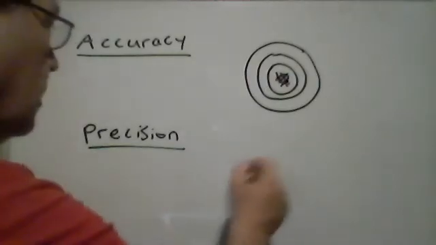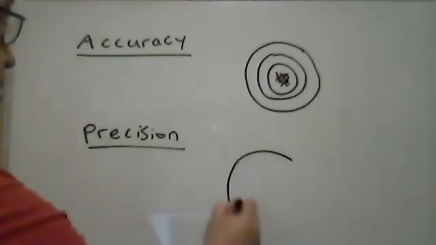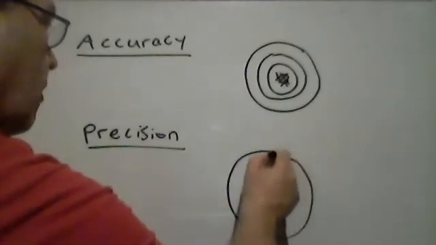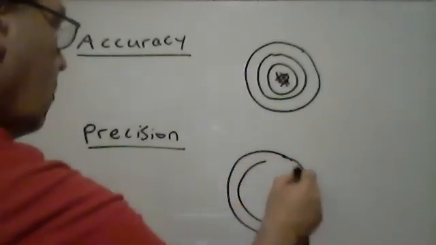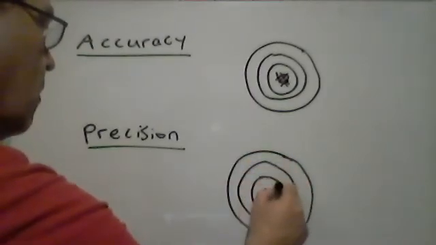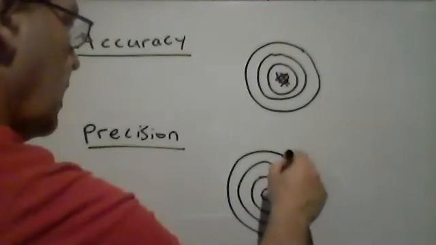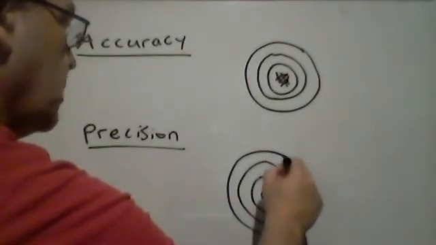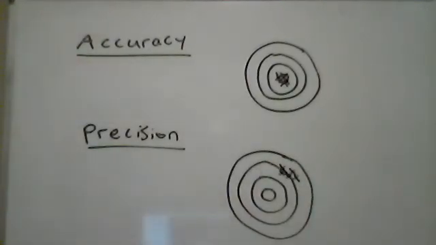However, let's say I have a situation like this. Here's my bullseye, and let's say all my measurements are right up along here. I'm hitting this spot. So I'm very precise, but I'm not accurate at all. The real answer is right here at the center of the bullseye, but I'm agreeing with myself quite well. That would be considered a very precise experiment.